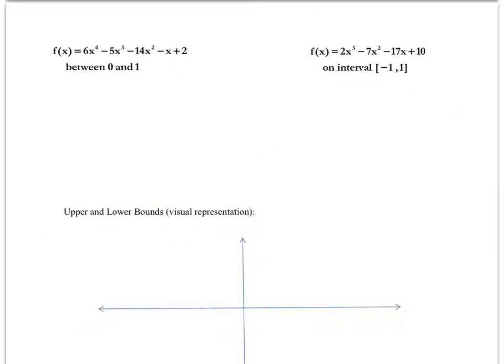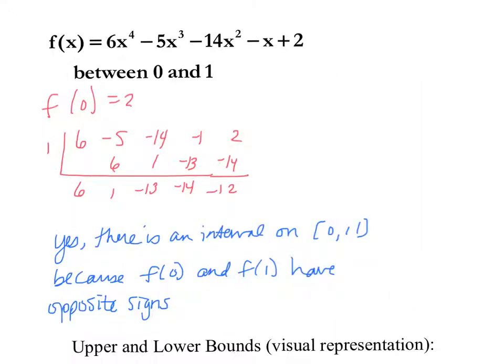For the next two examples, go ahead and prove algebraically and make a summary statement to determine whether there is or is not a zero on the given interval. In the first example, we can determine f of 0 is going to equal 2 simply by knowing that if I plugged in 0, all of the x terms would disappear and 2 would be what I would be left with. To find f of 1, we do synthetic division and find that f of 1 equals negative 12. Therefore, I can determine there is a zero because f of 0 and f of 1 have opposite signs.